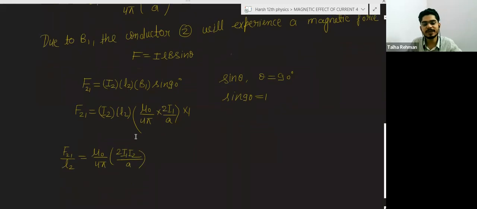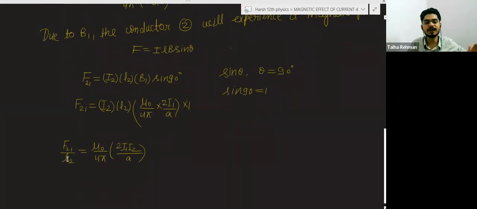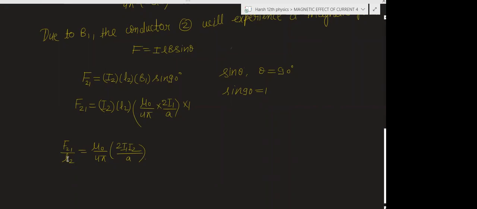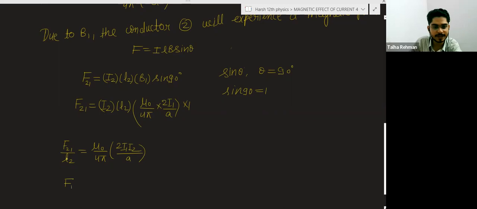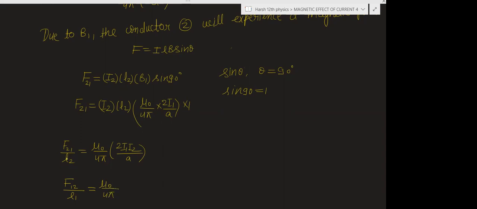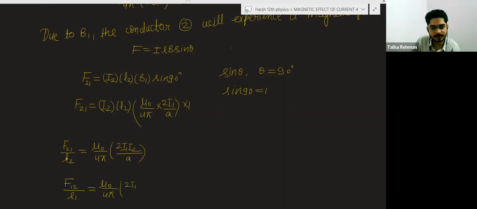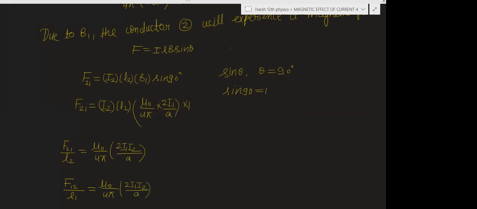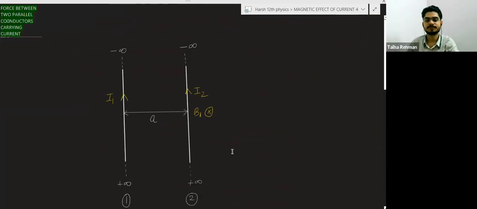So basically we have calculated the force per unit length of wire 2. When you calculate the force on wire 1 due to wire 2, the force on wire 1 per unit length result will also be the same. F21 will be equal to F12, that is mu 0 by 4 pi, 2 I1 I2 divided by A. So this formula you can get, and just note this down.